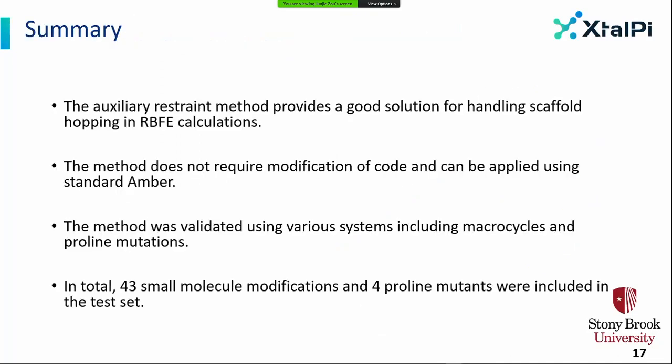So in summary, we've shown that the method we have here, the so-called auxiliary restraint method, provides another good solution for handling scaffold hopping RBFE calculation. The method does not require change of code, and it can be applied using standard Amber. We've tested the applicability of this method using macrocycles and protein mutations, and the test cases were large enough to show that the method is reliable.